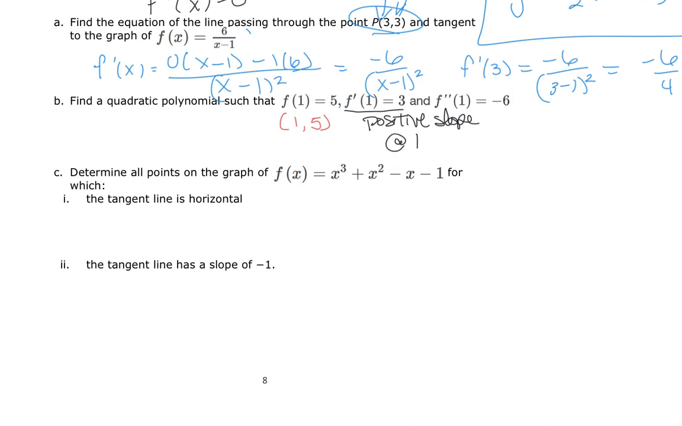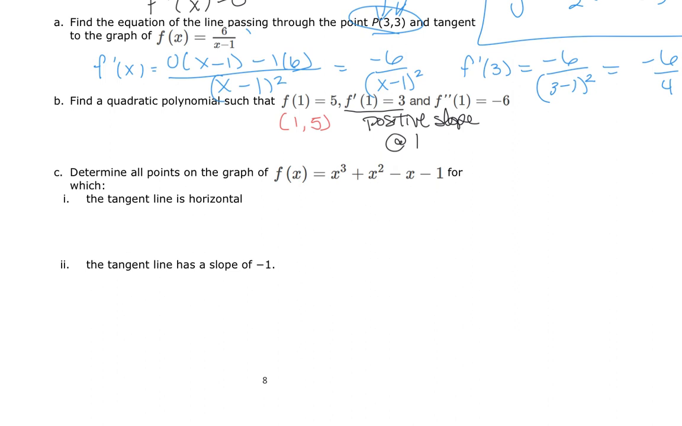Now, we haven't talked about what the negative 6 represents. Now, f double prime evaluated at 1 is telling me that that is the, which we're going to learn, is the inflection point. And you're like, what? We'll learn about that. We haven't learned it now, so how do we do that?